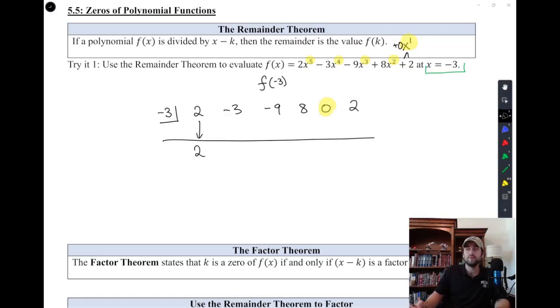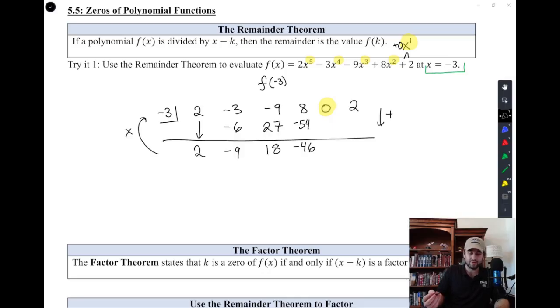And we're going to drop down our 2. If you remember from the last class, it was multiply and add. Multiply around back to that negative 3 and add going down. So we have 2 times negative 3 is negative 6. Add those up, you get negative 9. Multiply to 27. 27 minus 9 is 18. 18 times negative 3 is negative 54. Add those up, you get negative 46.